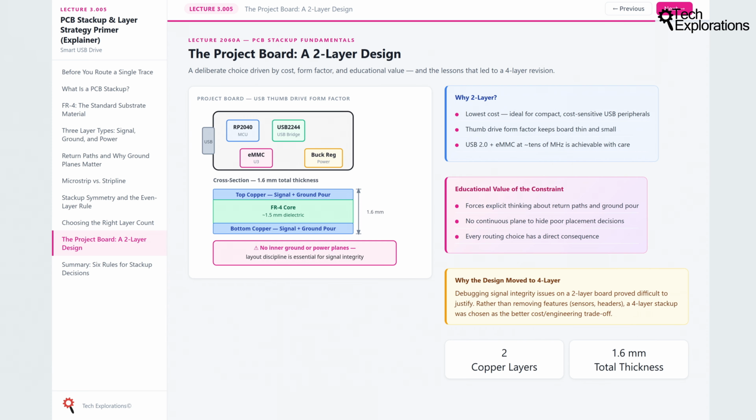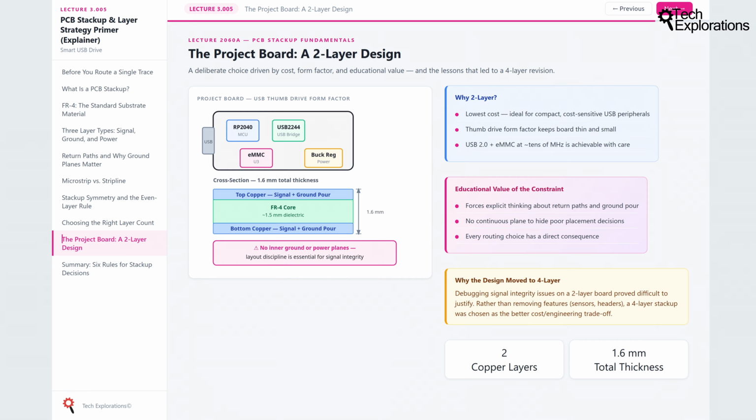A 2-layer design forces a designer to think explicitly about return paths, ground pour coverage, and signal routing in a way that a 4-layer design with solid planes does not. You can't rely on a continuous ground plane to fix a poor layout decision. Every placement and routing choice has a direct consequence for signal quality. 2-layer doesn't mean low quality, it means disciplined layout. Many professional products, including cost-sensitive USB peripherals, are built on 2-layer boards and work reliably. The engineering is in understanding where the constraints bite and designing around them.